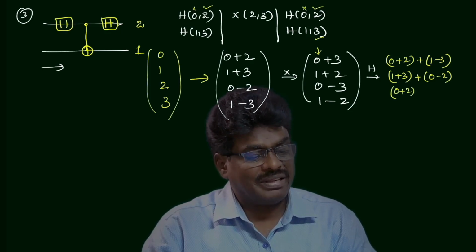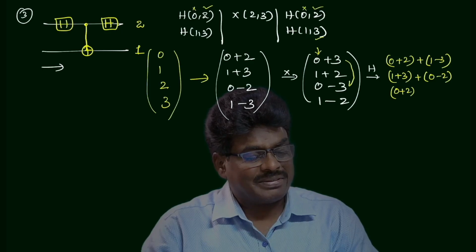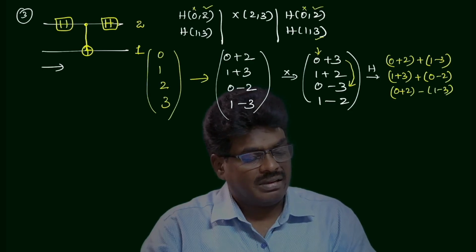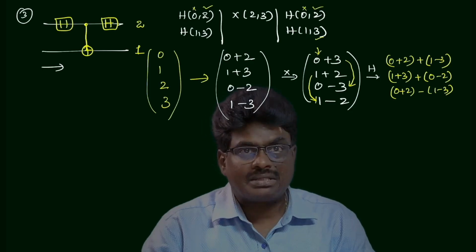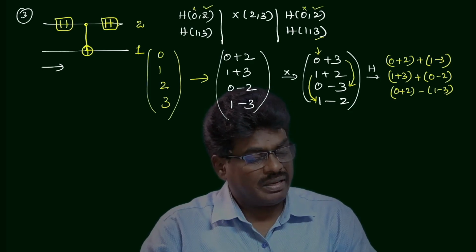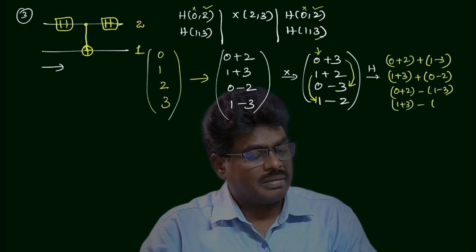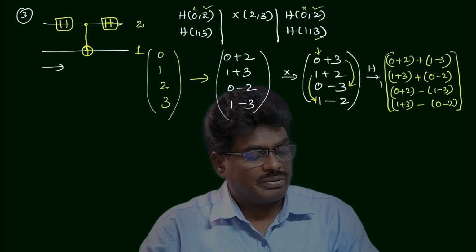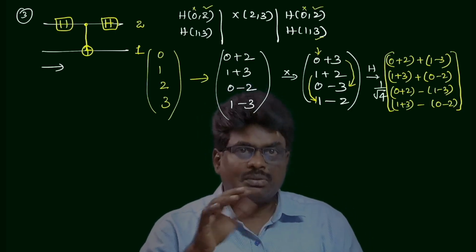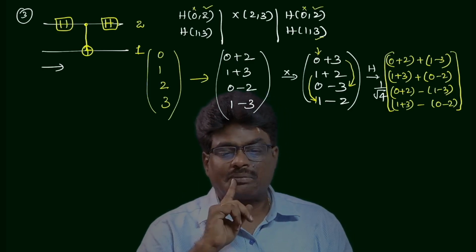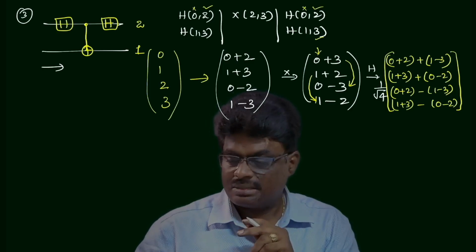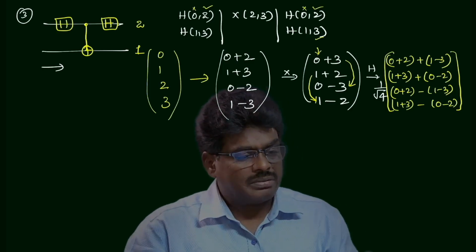If you observe carefully, this one 0 3, only the middle sign is changed. That's why here just change the middle sign, and second one and last one only middle sign change. That's why 1 plus 3 minus 0 minus 2. That's it. So here 4 states are there, 1 over root 4. Actually 1 by root 2, 1 by root 2, that is 1 over root 4. Okay, so I hope you understand this. Right. So let us go to the next one.